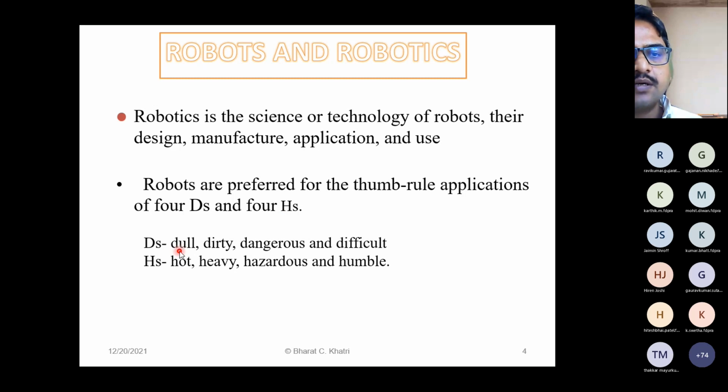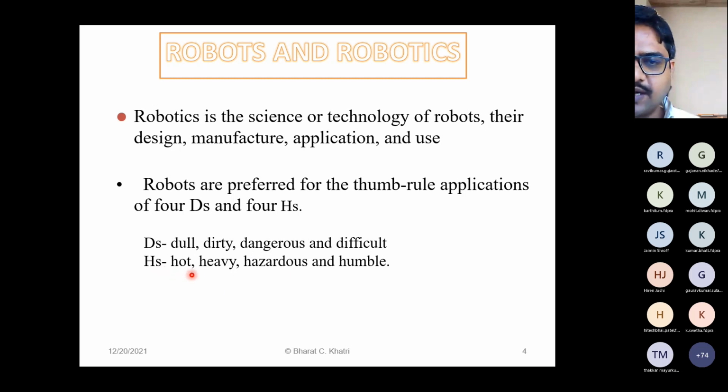The 4D means it can be used in a dull environment, dirty environment, dangerous environment, and difficult environment. So you can use robots in something like garbage, where a human being cannot do the work, or in some dirty or dangerous environment.